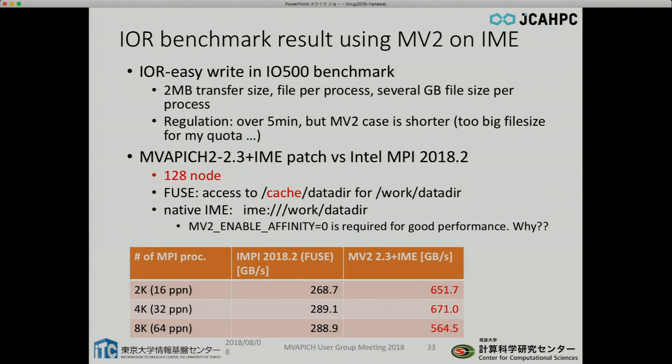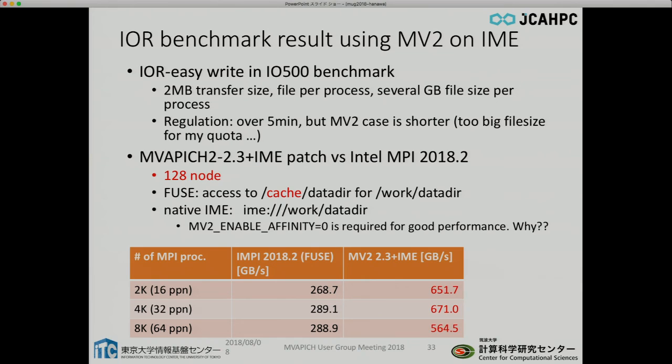This table shows IOR benchmark results using MPACS 2 on IME. I measured the IOR easy write benchmark, which is specified in the IO500 benchmark. This benchmark examines a 2 megabyte transfer size with several gigabyte file size per process.